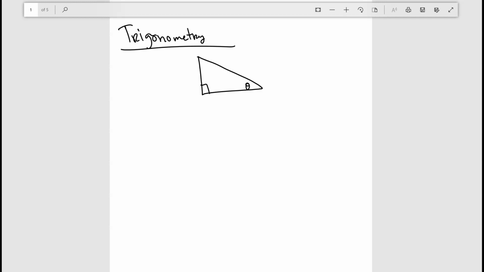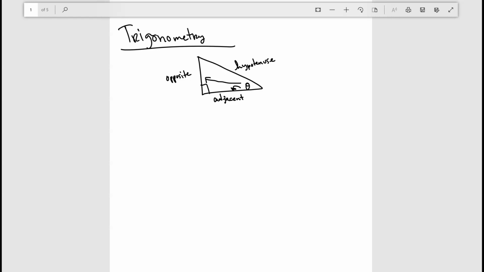Now, the side that is right across from the angle is what we're going to call opposite, because it's opposite of that angle. The one that's right next to it is what we're going to call adjacent. And then the longest side of this is what we're going to call hypotenuse.